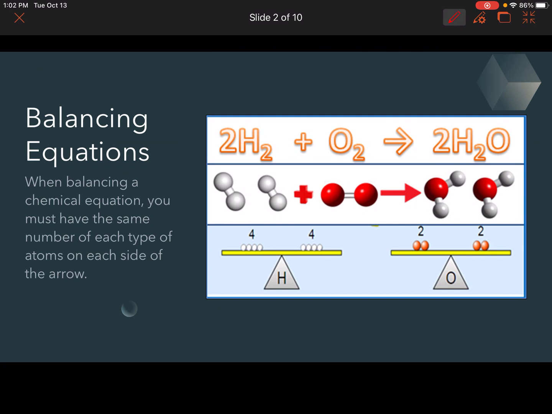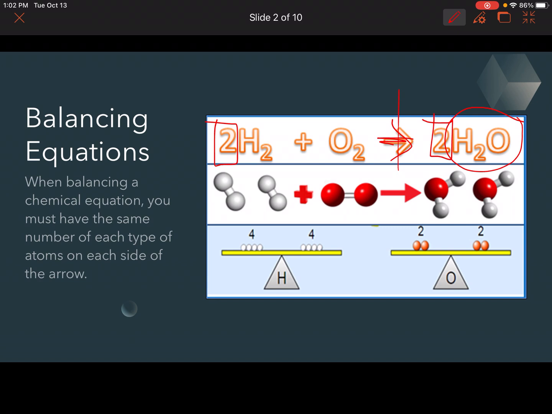So when balancing a chemical equation, you have to have the same number of each type of atoms on each side of the arrow here. So this is just an example here. So we've got our arrow here. So that means on both sides of these, I need the same number of hydrogens and the same number of oxygens. And we just have this little scale image here to show that they have to be equal to each other. And so what you do is the molecule is written as is, and then we use these, which are called the molar coefficients, or you can just call them coefficients, and we use that to balance our equations.